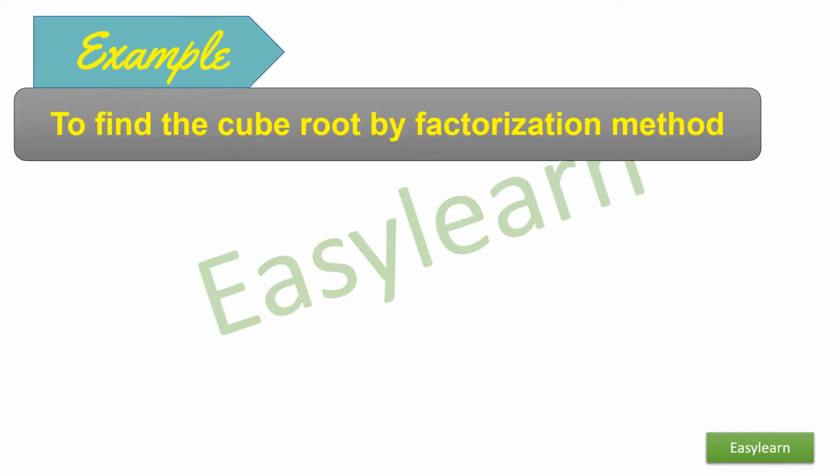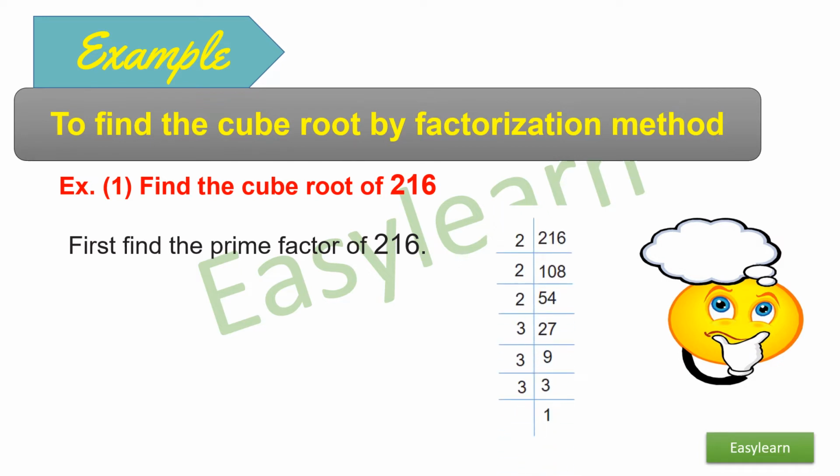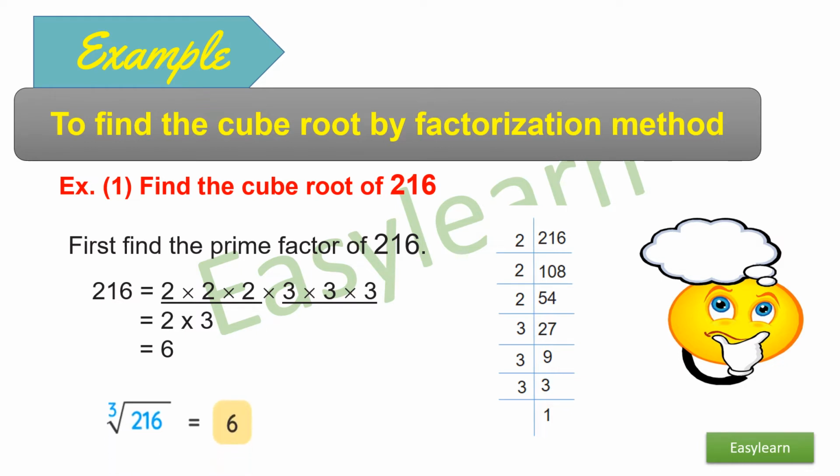Now, the example of how to find the cube root by the factorization method. We have already studied the factorization method. So, let's see. First, find the cube root of 216. What is the first step? The first step is we have to find the prime factors of 216. So, here is the factorization method. We get the factors as 2 into 2 into 2 multiplied by 3 into 3 into 3. So the common are 2 and 3, that is 6. Therefore, the cube root of 216 is 6.